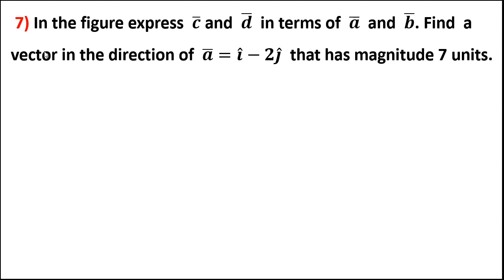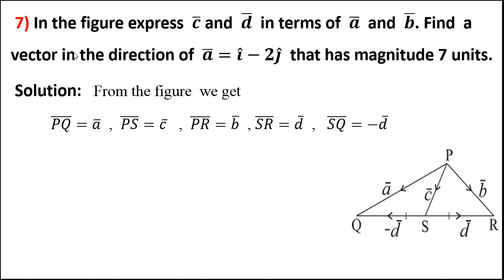In this problem we have to take help of figure also. आपल्याला फिगर सुद्धा पाहिजे आहे. In figure, express C bar and D bar in terms of A bar and B bar. Find a vector in the direction of A bar which is equal to i minus 2j that has magnitude 7 units. So actually these two problems are mixed with each other. दोन प्रॉब्लेम आहेत आणि दोन प्रॉब्लेम मिक्स झालेले आहेत.